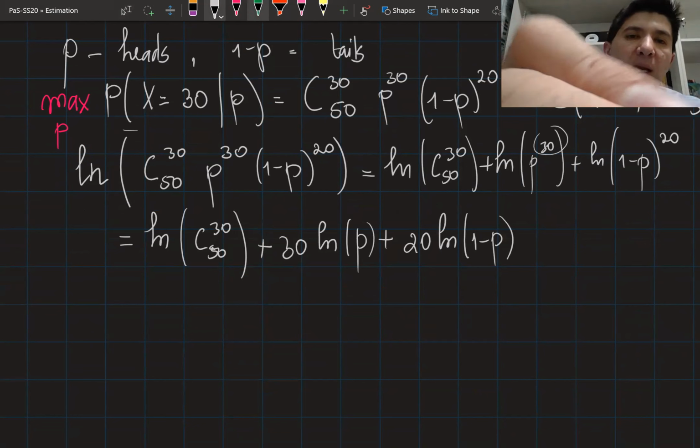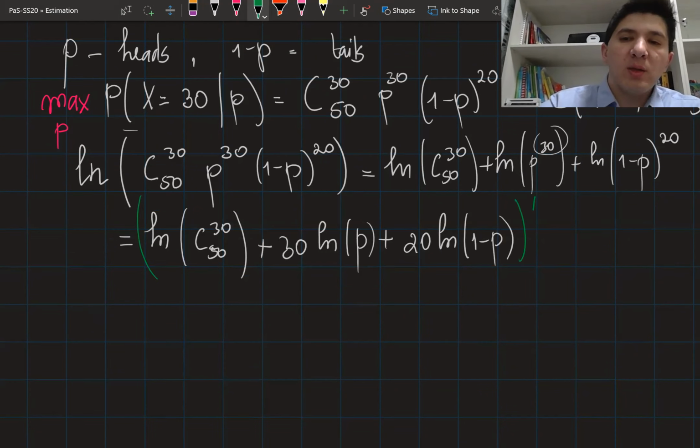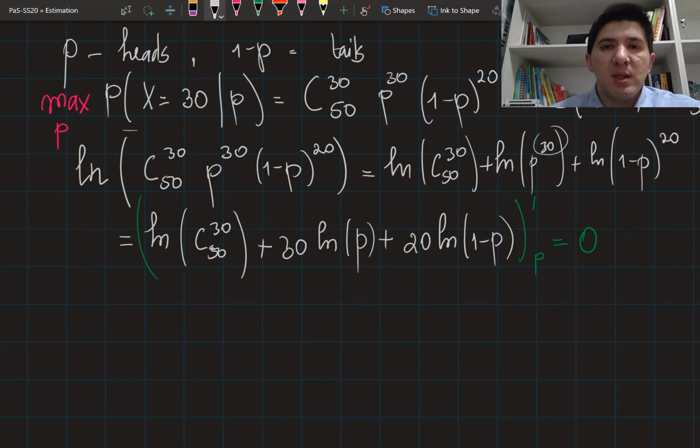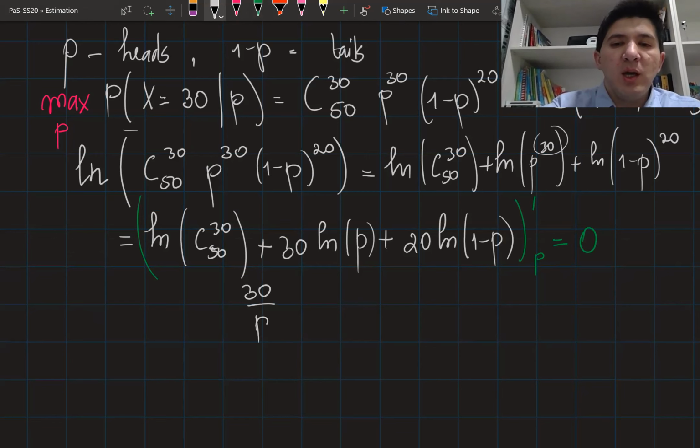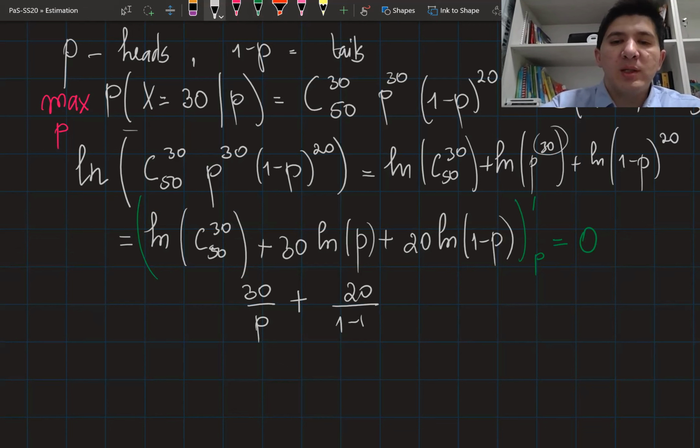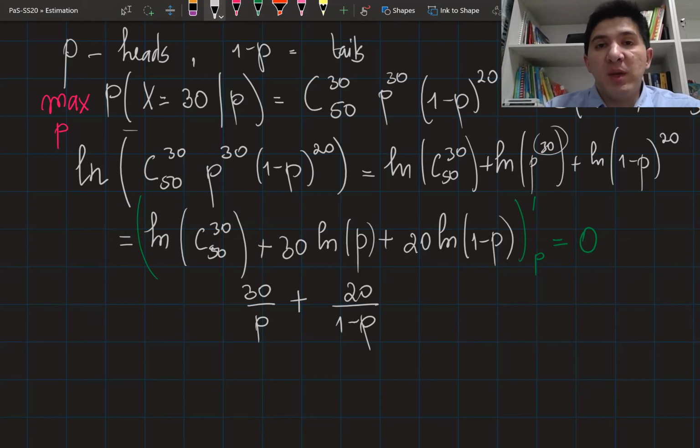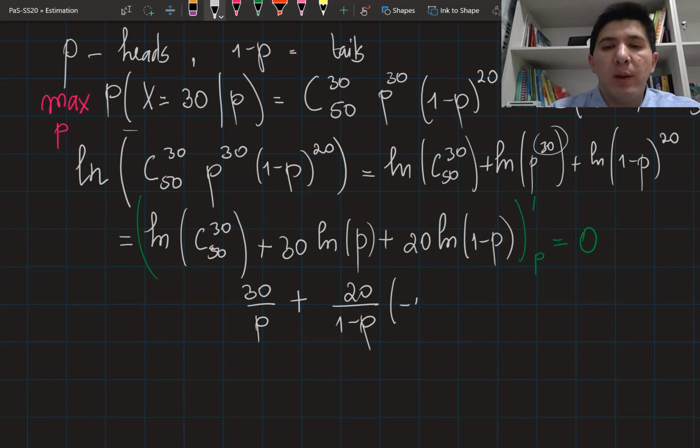So now we can take the derivative. We are going to take the derivative with respect to p and equate this to 0. The derivative of the first term is equal to 0 since it's a constant. The derivative of the second term is going to be 30 over p, plus the derivative of the last term, which is going to be 20 over 1 minus p. But since inside I've got a function of p, not simply p, I need to take the derivative of this as well. The derivative of 1 minus p with respect to p is going to be minus 1. And I need to equate this to 0.